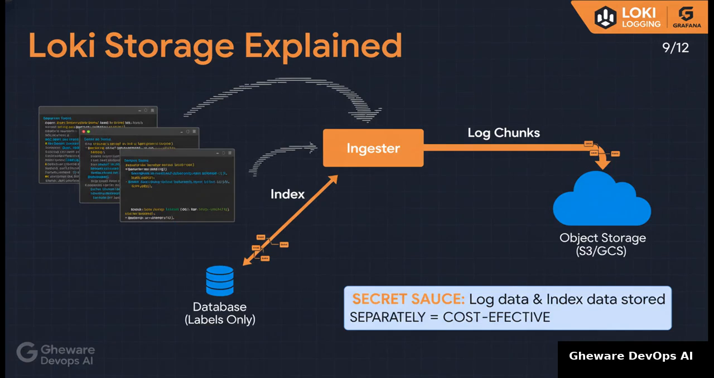So where does everything actually live? Well, the log content itself, those compressed chunks, they go into cheap object storage, like S3. But the index, which just has those small, efficient labels, is stored somewhere else entirely. And that separation, that's the secret sauce. You get super cheap storage for the bulk of your data and a tiny, lightning-fast index for your searches. It's really the best of both worlds.